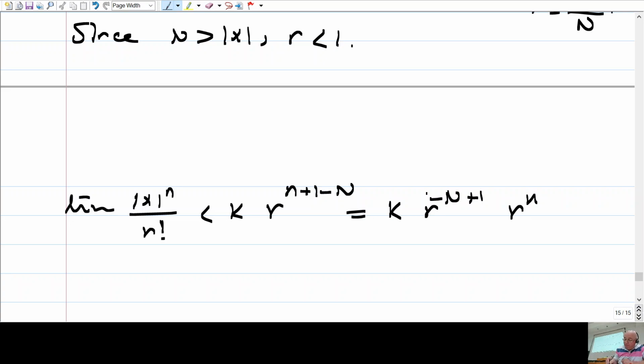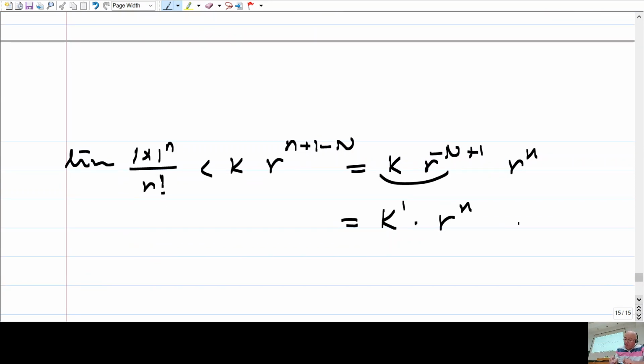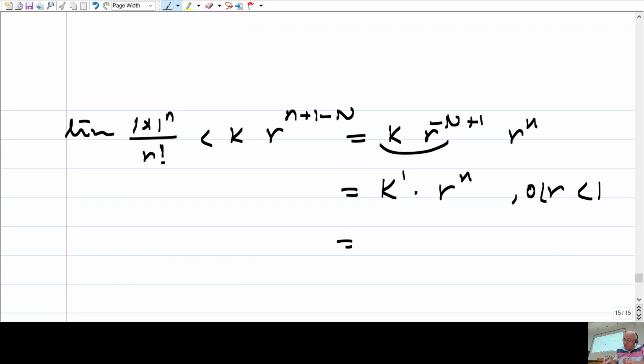Okay. Now this thing is also a fixed real number because r is a fixed number and big N is a fixed number. So this is a fixed number. Let me call it k prime times r to the power n. And r is less than 1 and greater than 0. Well, if you let n go to infinity, of course, this k prime will stay k prime. It's a fixed number, but this thing will go to 0 as n goes to infinity.